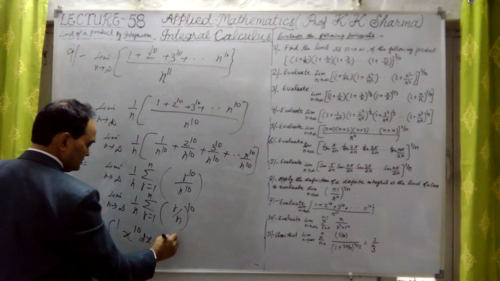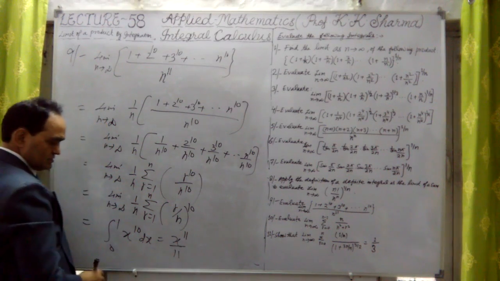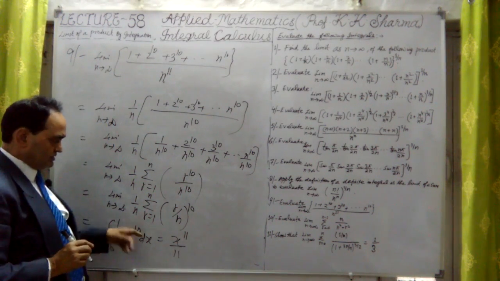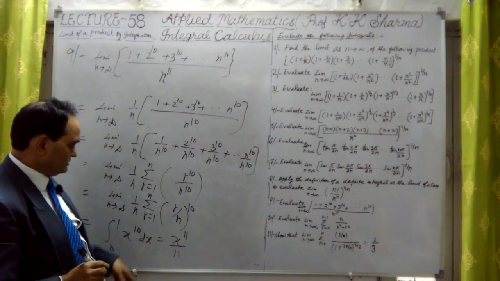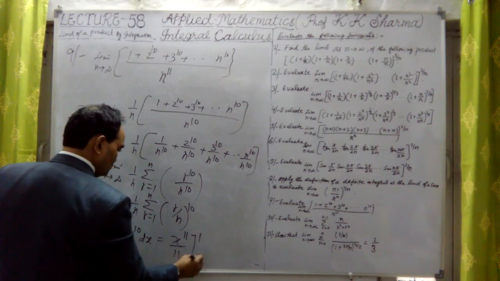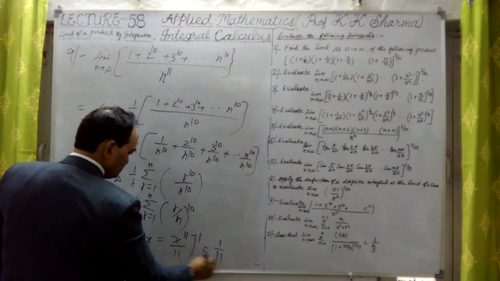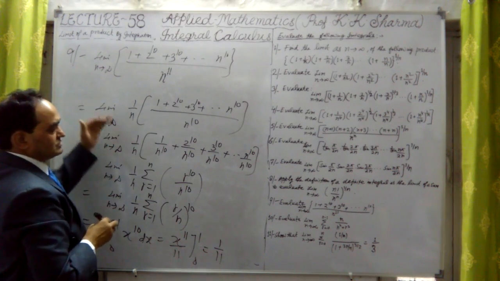Try to understand. Integration will be x raised to power 11 upon 11, because of the integration of x raised to power 10. Here x raised to power 10, and 1 upon n is dx. Now we can put the limits here, 0 to 1. This is nothing but 1 upon 11.